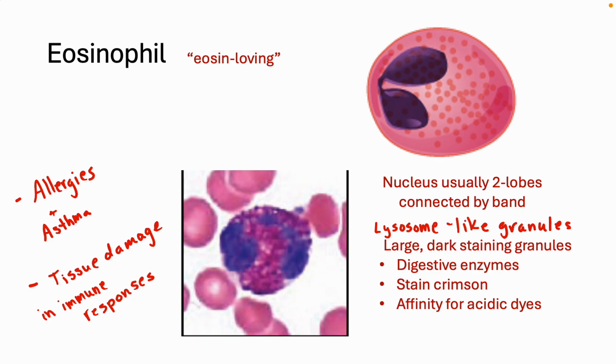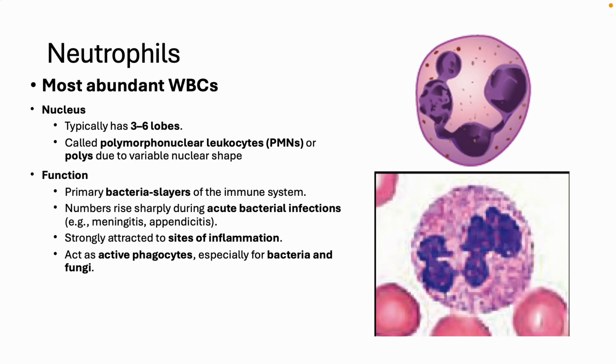Next up, we have our neutrophils. So neutrophils are the most abundant white blood cells. They're neutral loving because they have the ability to bind to both acidic and basic dyes. So they're going to end up with a lilac color because of the mixture of those.